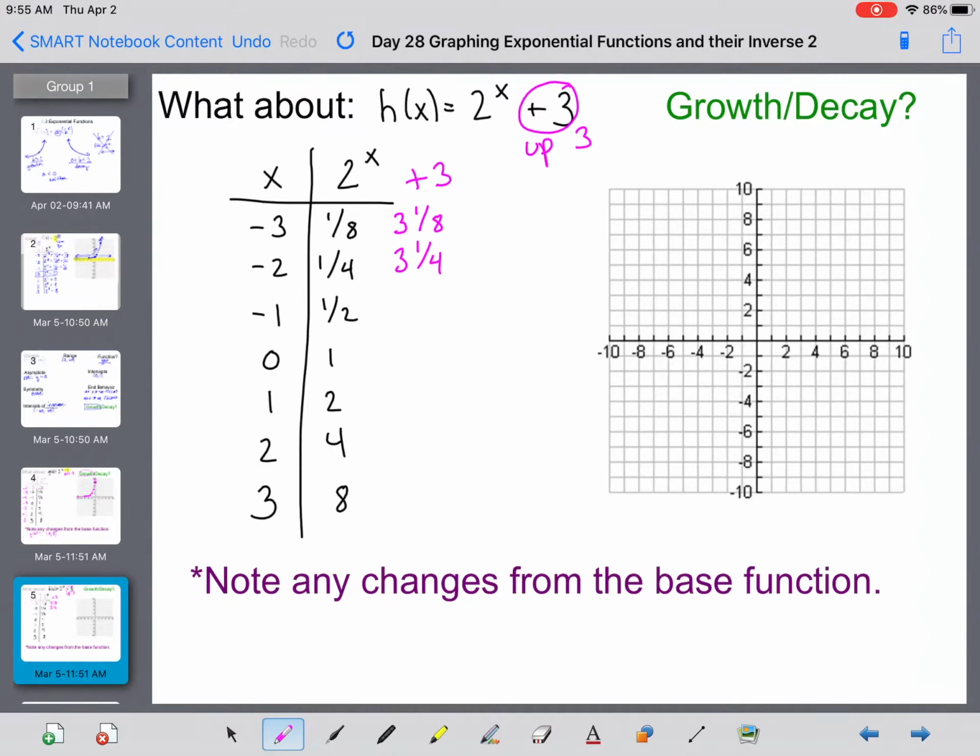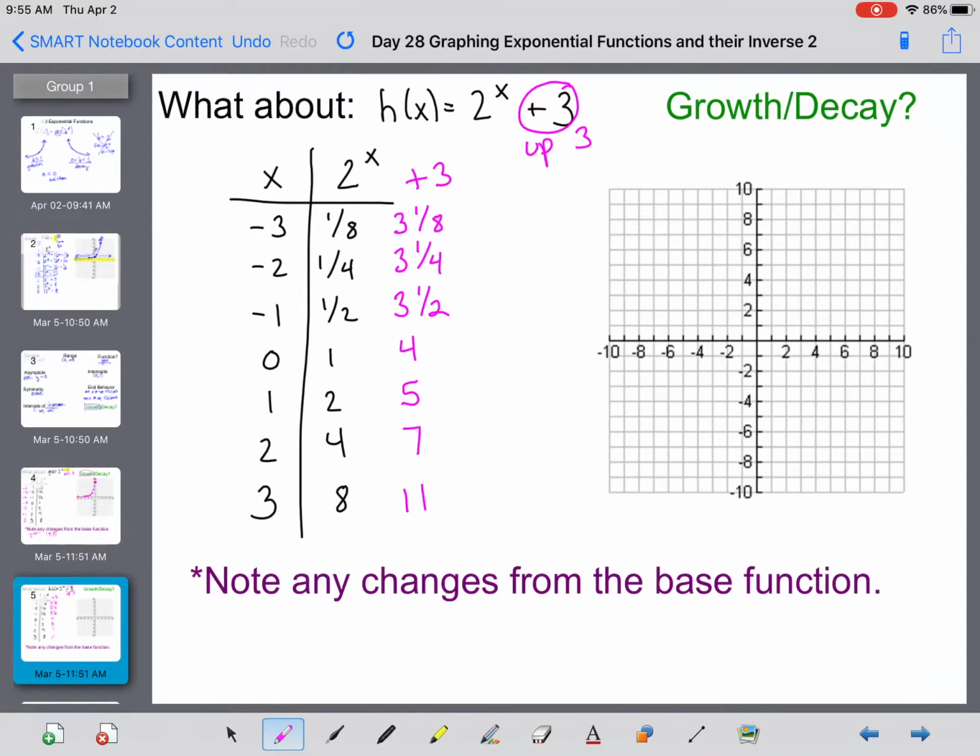So 3 plus 1/8 is 3 1/8. 3 plus 1/4 is 3 1/4. 3 plus a half is 3 1/2. 1 plus 3 is 4. 2 plus 3 is 5. 4 plus 3 is 7. And 8 plus 3 is 11. And so now let's go ahead and plot these new points.